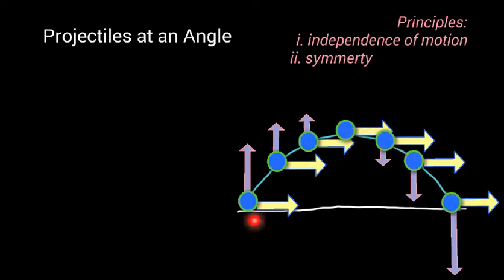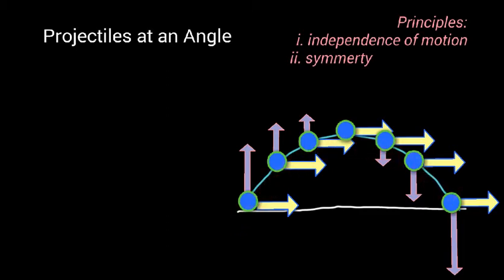If it took 1 second to go from its origin to here, it'll take 1 second to go from here down to the ground. If this is 1 second before the max height, then this is 1 second after the max height. So from this point forward, it begins to look like a horizontally projected projectile problem, rather than a projectile launched at an angle.